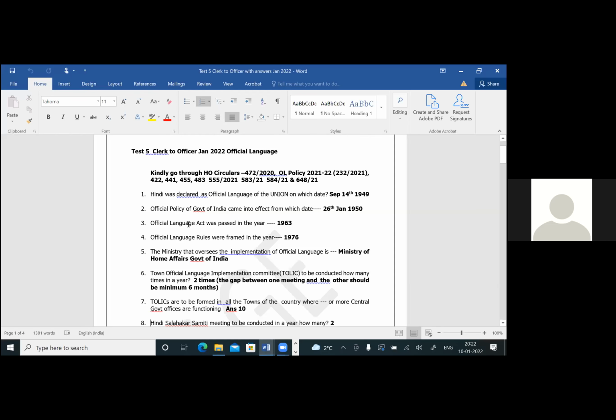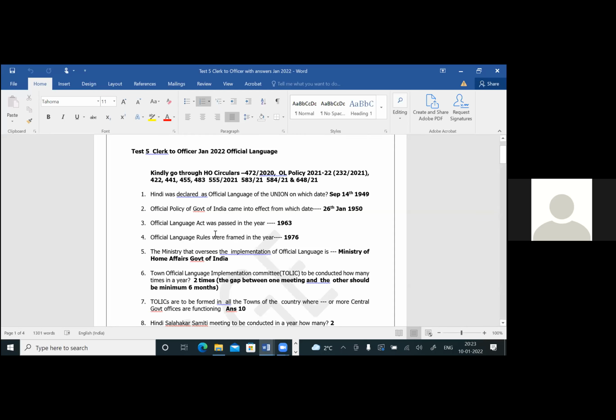Then Official Language Act was passed in which year? 1963. Official language rules were framed in the year 1970. There are 4 years, sir. Okay, so you should know which one is correct. So Hindi was declared as official language on 14th September 1949. That is why we are calling September as Hindi month and September 14th as the Hindi Divas.